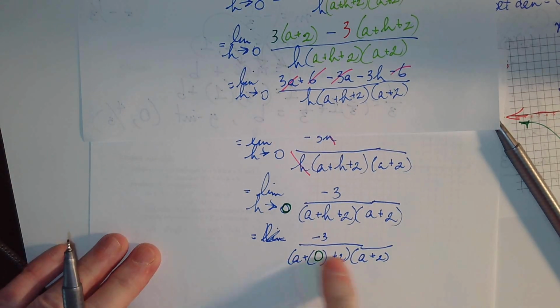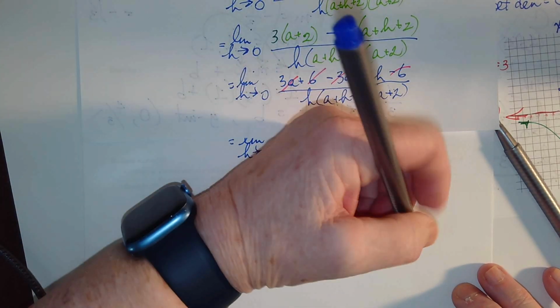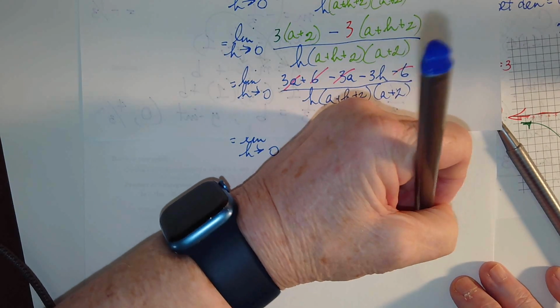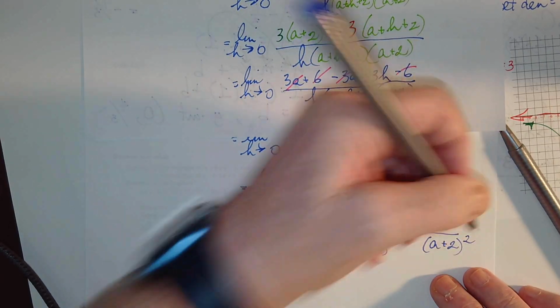And now we're going to have two matching factors, a plus 2 and a plus 2. So I'm just going to write this as negative 3 divided by a plus 2 quantity squared.